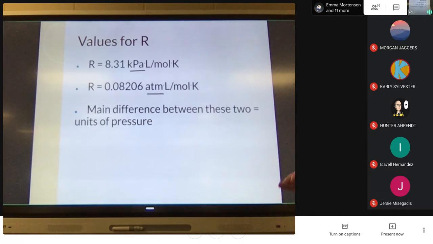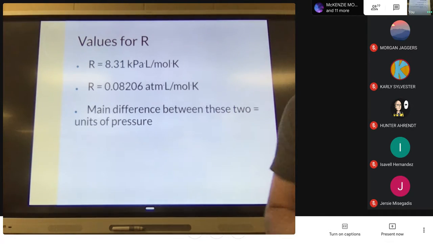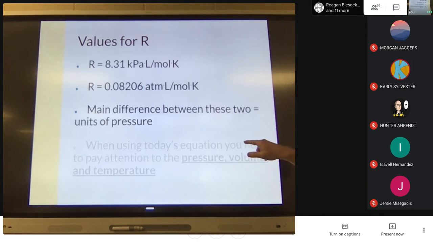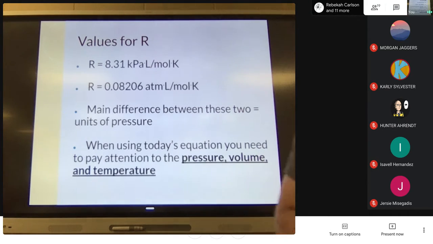Now, there's some other things you have to pay attention to with this measurement and with this equation for today before I give you the equation. And that is, what labels can you use? On the last set of gas laws, the only thing we made sure we had was that temperature had to be in Kelvin. Today, the labels are a little bit more specific, and we'll get into that when we get to the equation. So today, when using this equation, you need to pay attention to pressure, volume, and temperature labels.